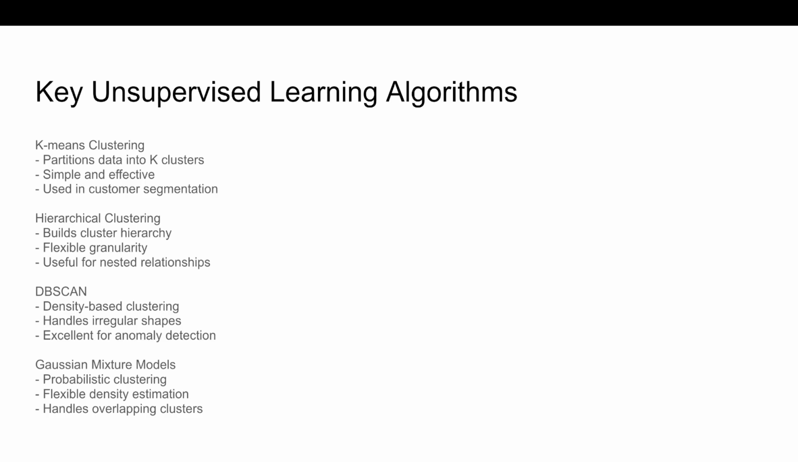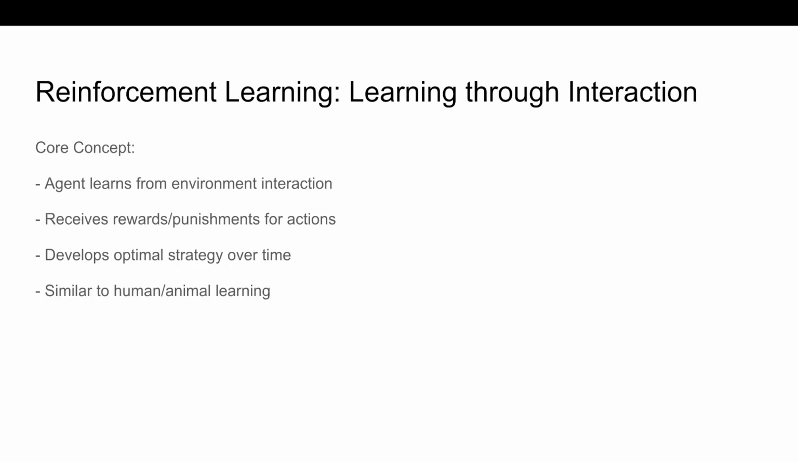Gaussian mixture models, a probabilistic approach that assumes the data is generated from a mixture of Gaussian distributions. It's often used for clustering and density estimation. What makes unsupervised learning exciting is its potential for discovering novel insights and patterns in data that we might not have even thought to look for.